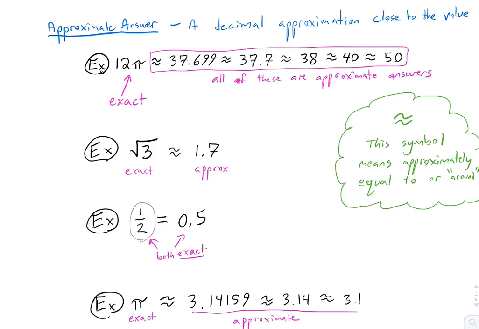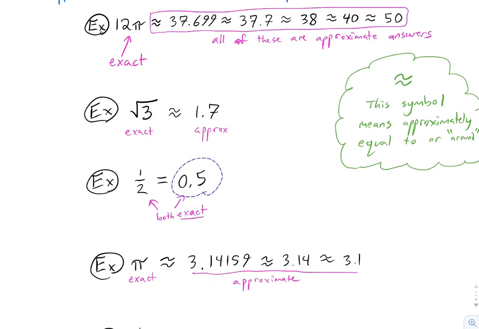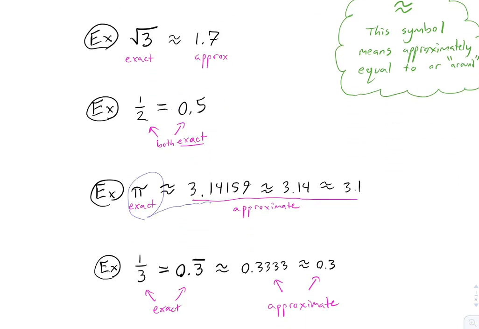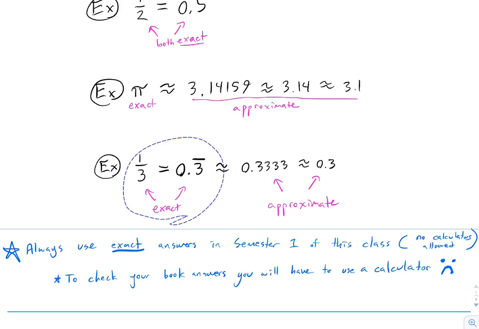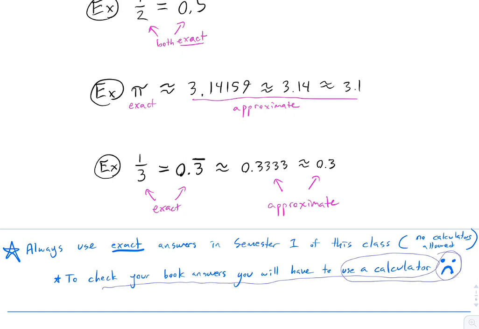So you could say 1/2 is equal to exactly 0.5. However, something like pi, again, these are all approximations, but pi is the exact value. Here, 1/3 is exactly right, and 0.3333 forever is exactly right, or it's approximately 0.333 stop, or just 0.3. Again, these are approximate values. So I want you to answer as exact values. However, the sad thing is that to check your answers in the book, you'll have to use a calculator and approximate. Unhappy face.